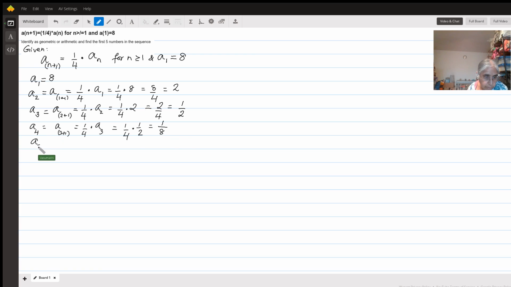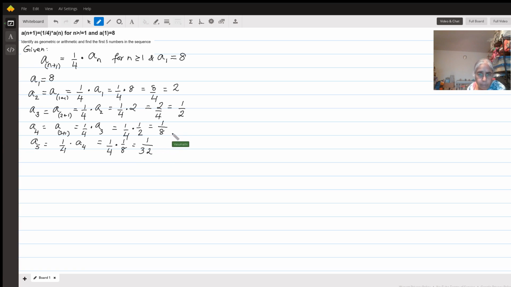Let's find our fifth term. So this will be 1/4 multiplied by the previous term to the fifth term. That's the fourth term. So now this is 1 over 4 multiplied by 1 over 8. Again, we are multiplying two fractions. Multiply the numerators, multiply the denominators. And of course, this is in its reduced form.